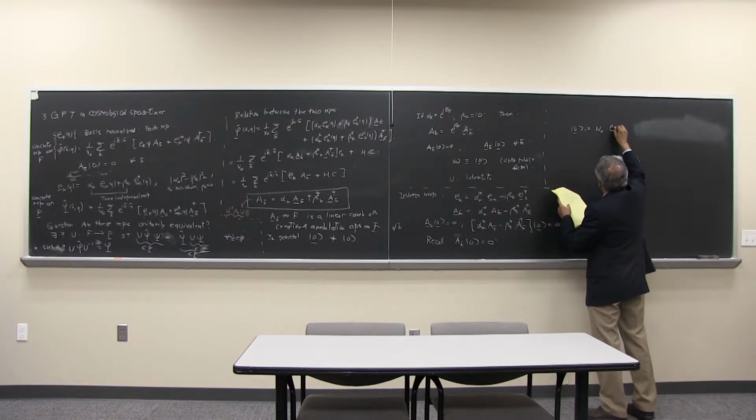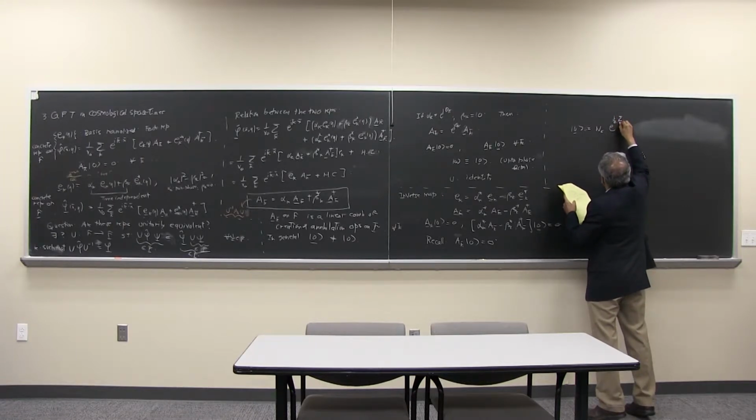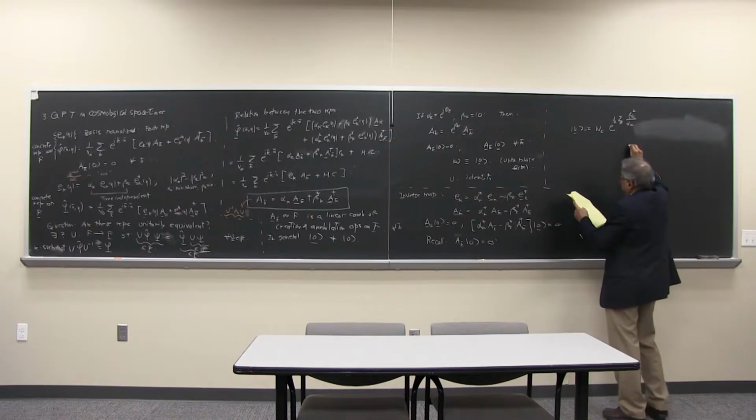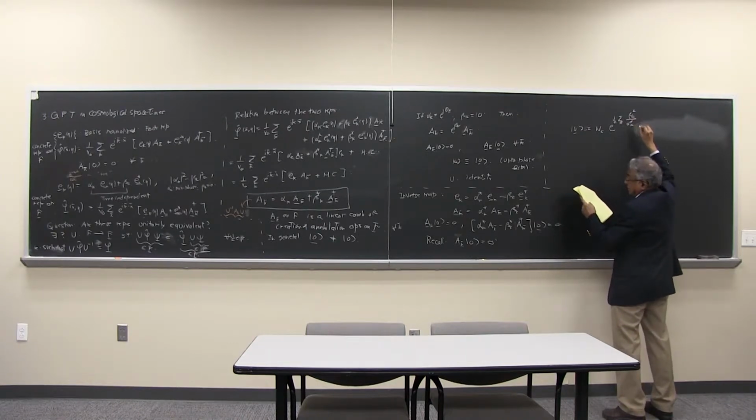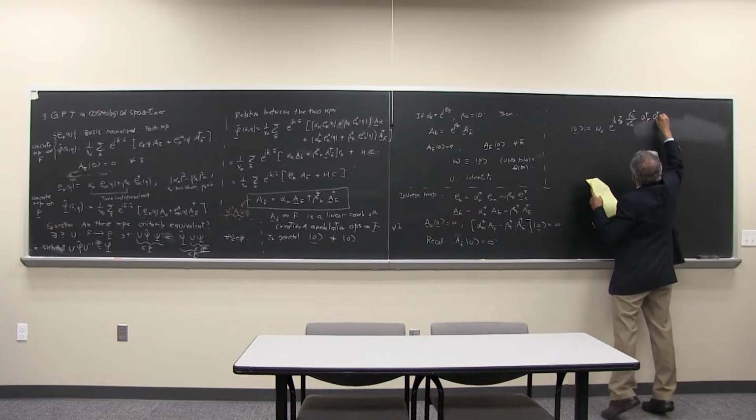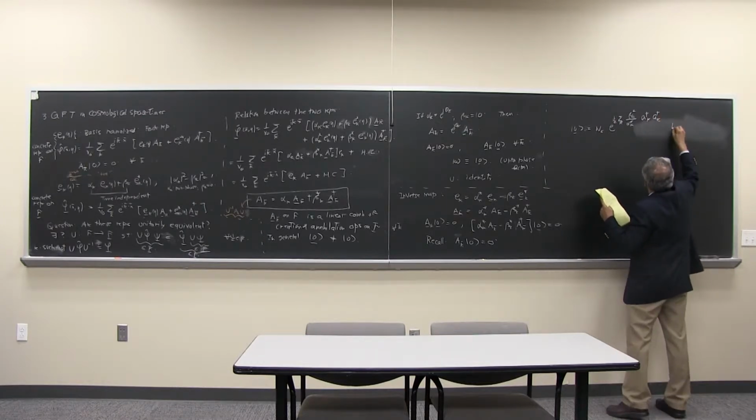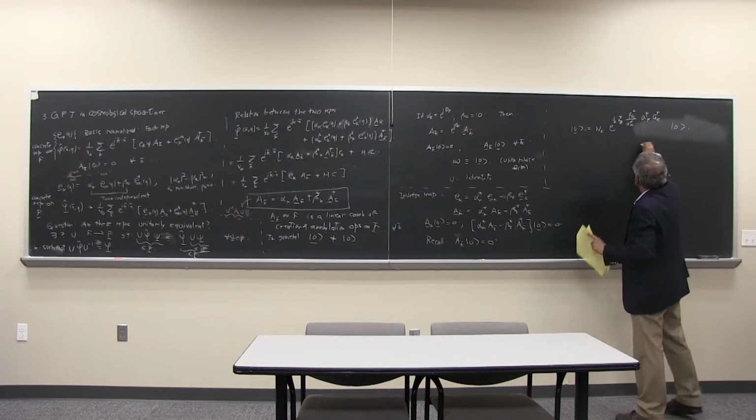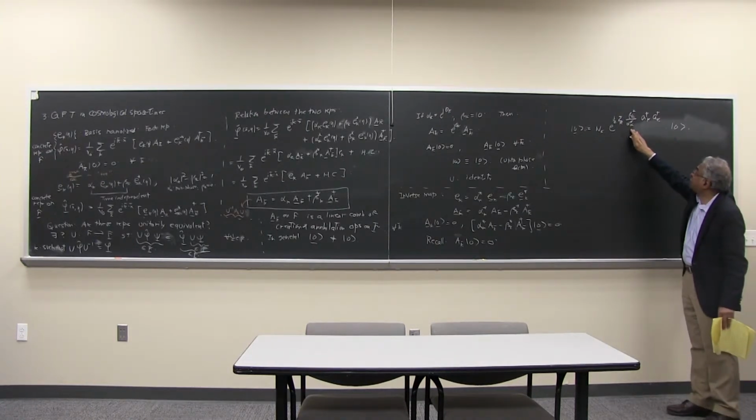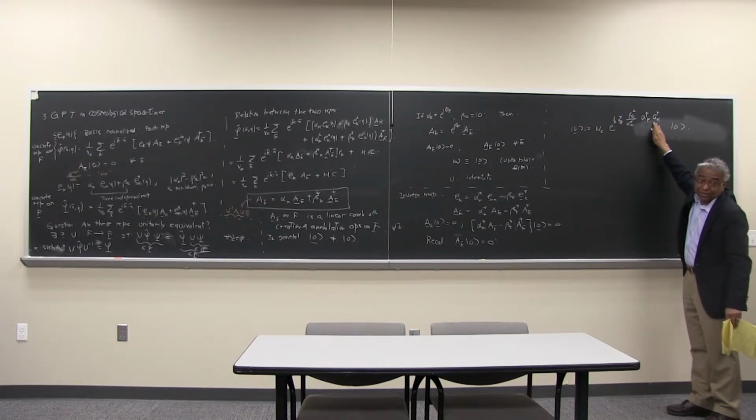e to the one half summation over k of beta k star upon alpha k star times A dagger k, acting on the vacuum. So it is really the first vacuum operated on by the exponential of a quadratic combination of creation operators.